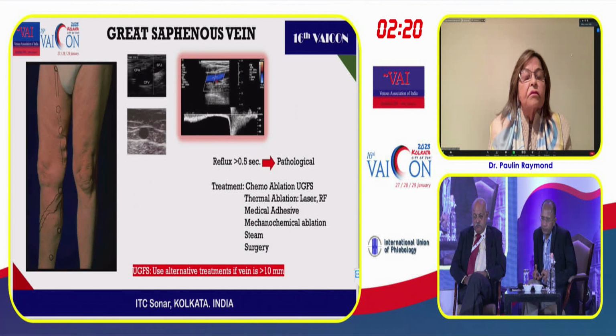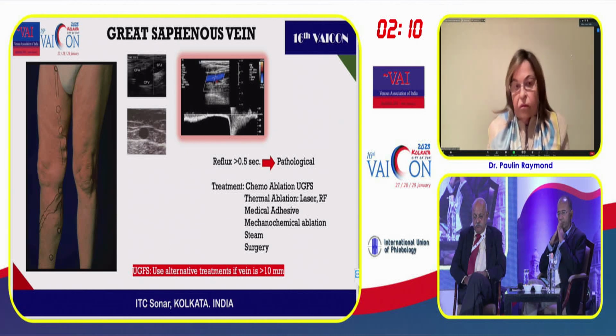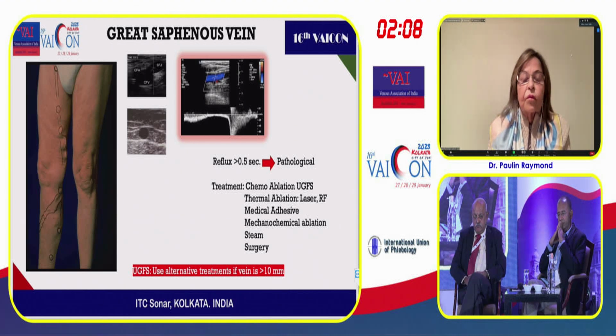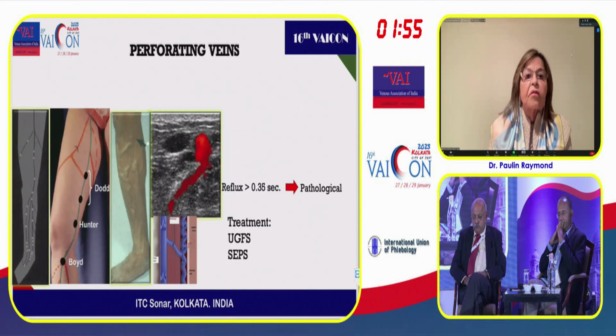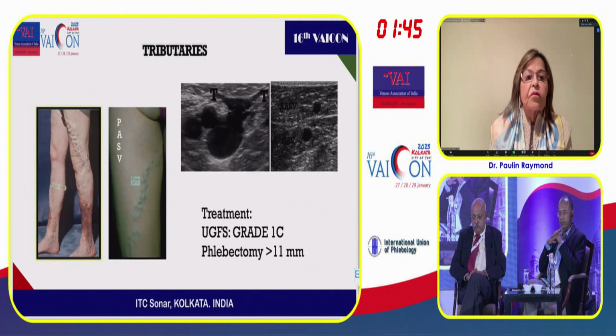Great saphenous vein incompetence for a diameter of less than 10 millimeter is suitable to ultrasound-guided foam sclerotherapy. However, for a diameter over 10 millimeter, other modalities could be more successful. For pelvic corrosion, if there's no congestion syndrome, ultrasound-guided foam sclerotherapy is an accepted treatment. Perforating veins, the ultrasound-guided foam sclerotherapy has been recommended as a great treatment for that kind of vein.